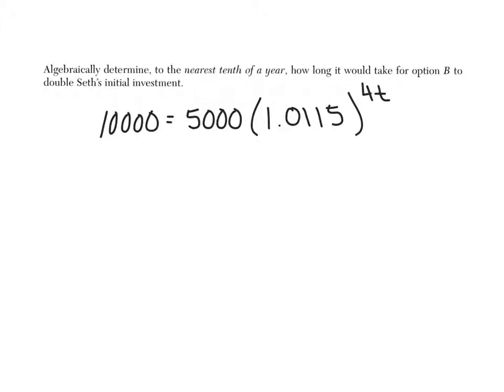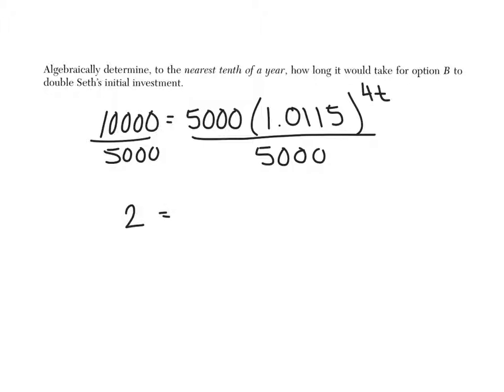I'm going to divide both sides by 5,000. And that's going to make 2 equals 1.0115 raised to the 4t. And just an insider tip, when you talk about doubling your investment, this number should always turn out to be a 2, because no matter what your initial investment is, this value is of course going to be twice as big. So by the time you divide this number to the other side, you're guaranteed to get a 2 no matter what.